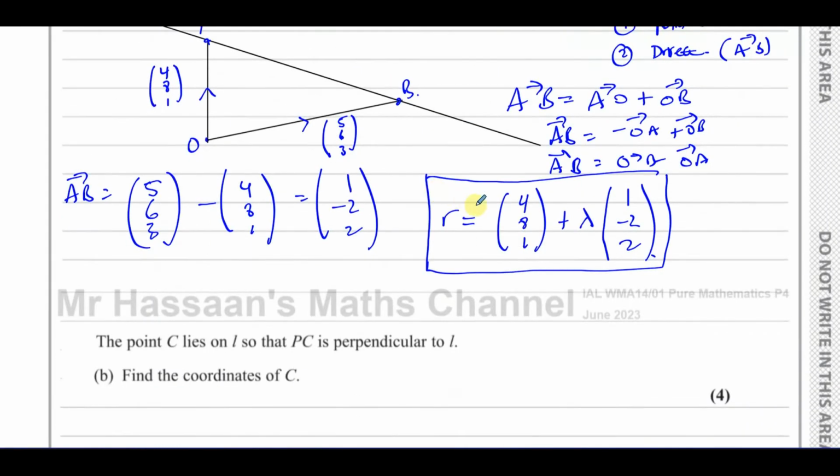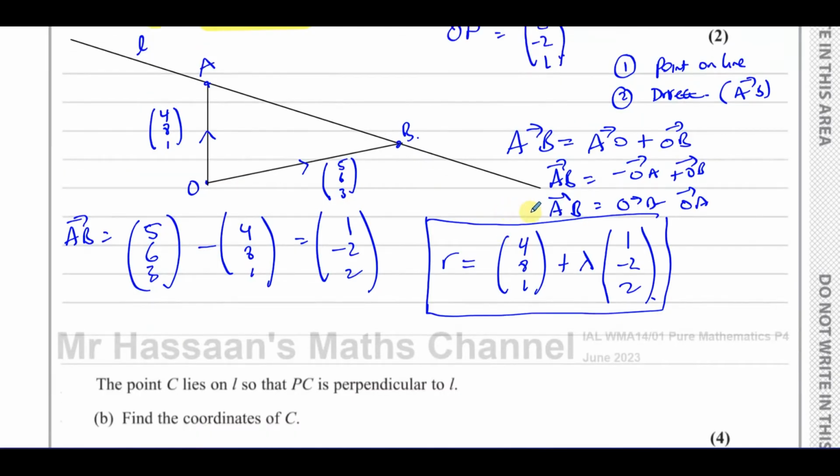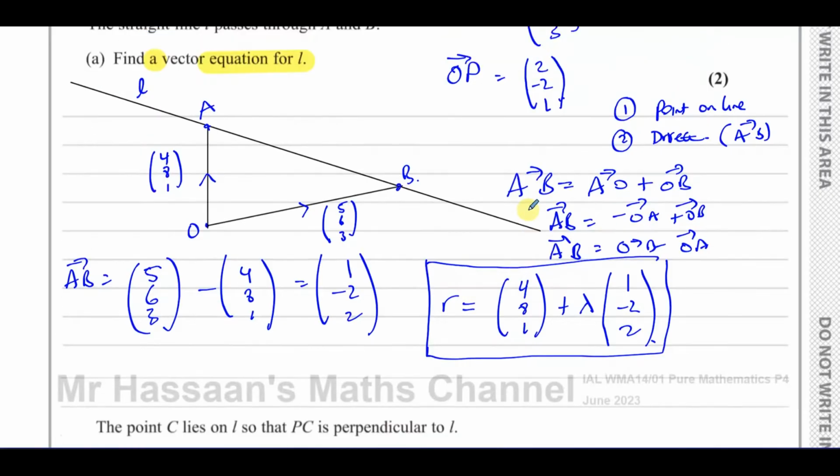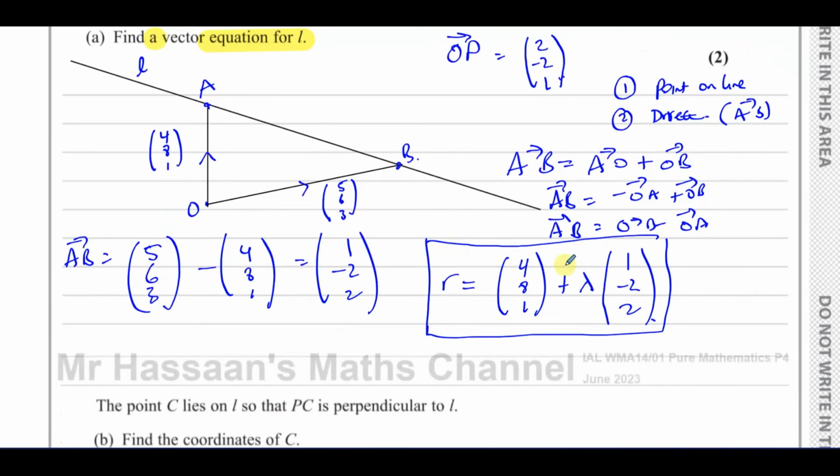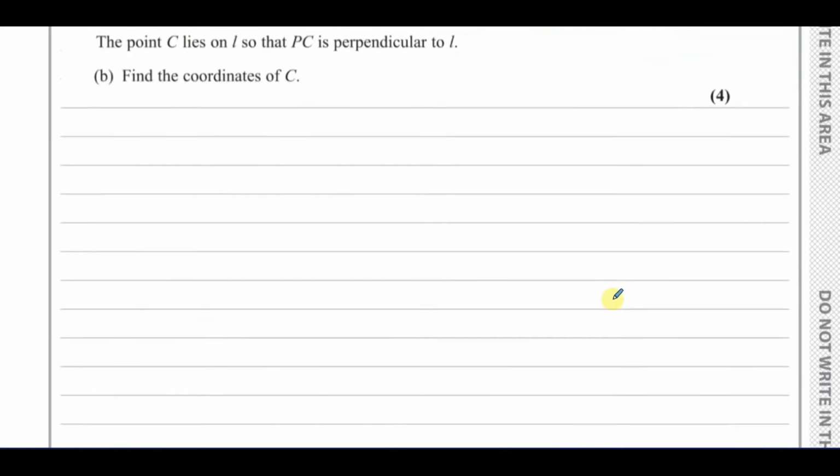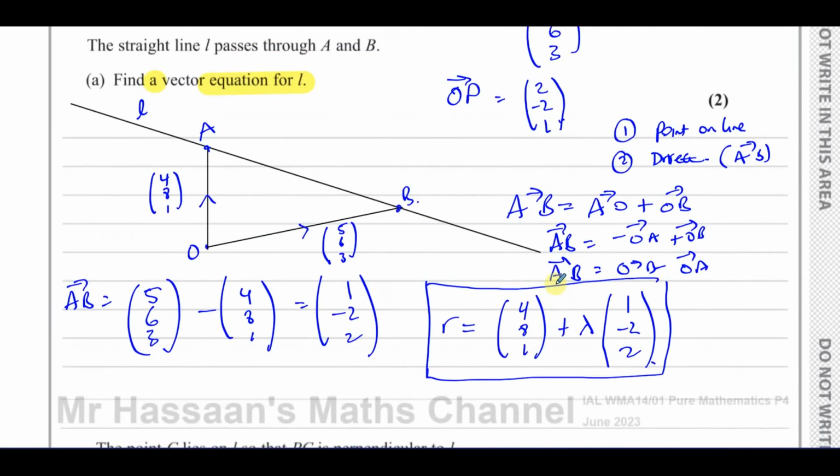And we know that point C lies on the line L such that PC is perpendicular to the line L. Okay, so somewhere along the line, you have the point C. Okay, so we can draw it randomly anywhere. Have I got space here? I've got space here. Okay, so let me just take a quick snapshot of this.